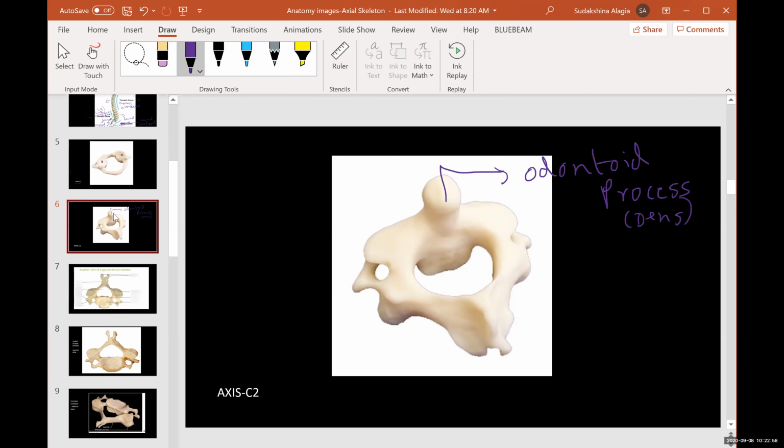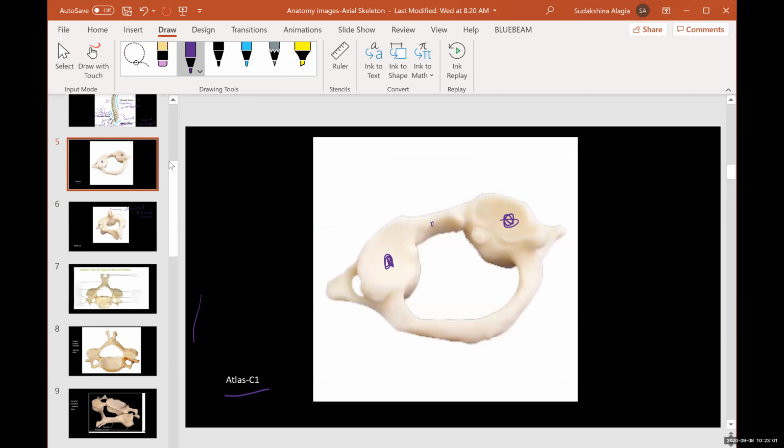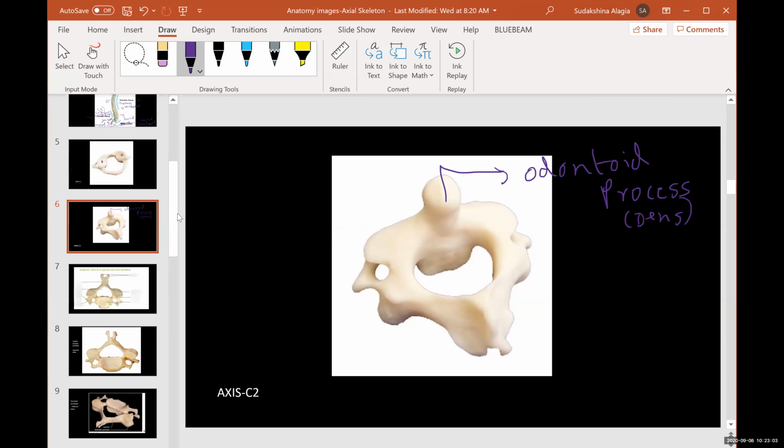So this odontoid process, basically, if we are to draw the atlas, this part of the atlas, basically atlas would be like a ring as present here. What this odontoid process does, among other things, it stabilizes the cranium. So the atlas is here, the surface of the atlas that articulates with occipital condyle is here. This basically stabilizes the cranium.